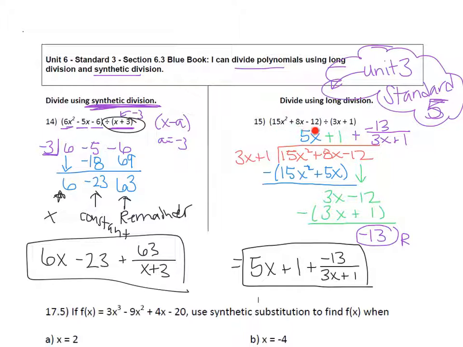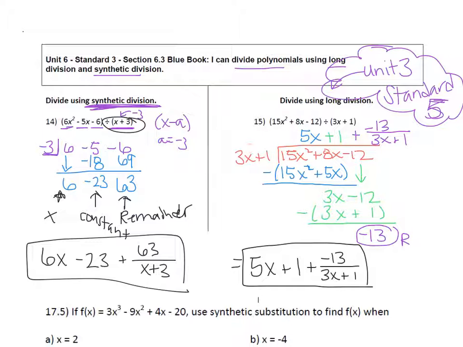You list your trinomial under the divisor. We get 15x squared plus 8x minus 12 divided by 3x plus 1. First step, you say what times 3x will give us 15x squared? Well, that's a 5x. Then you take that 5x and you multiply it by both terms here. It's like you do the distributive property.